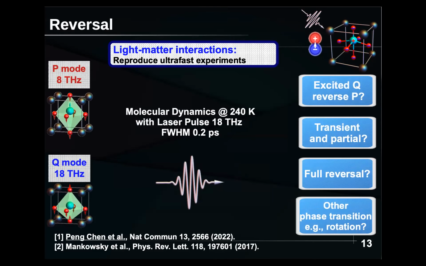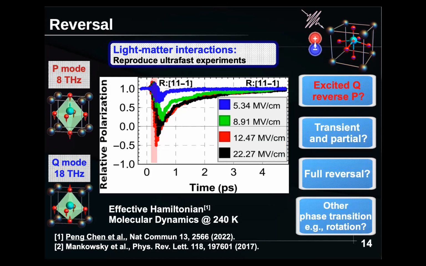Then we perform the light matter interaction. We use a laser pulse centered around 18 terahertz, simulated at 240 Kelvin. The laser pulse has a duration of about 0.2 picoseconds. And indeed, we find that the electric dipole moments could be transiently and partially reversed. This can be seen from this red and black curve. The positive Y indicates the initial polarization. Negative Y indicates the fully reversed polarization. And you can see that this red and black curve is transiently partially reversed during the laser pulse, and after the laser pulse, it recovers back.